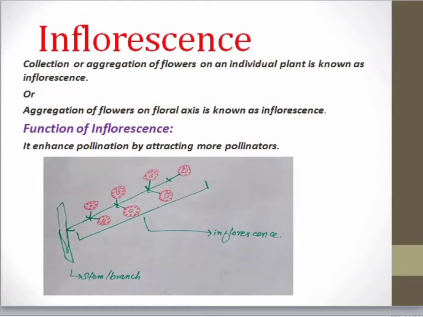In today's lecture, we are going to discuss inflorescence. What is inflorescence? It is a collection or aggregation of flowers on an individual plant, or an aggregation of flowers on a floral axis. Look at the structure. This is the stem or branch to which the floral axis is attached, and these are the flowers that are arranged on a single floral axis. So this is an aggregation of flowers, or a collection of flowers, on this floral axis. Such a type of arrangement in plants is known as inflorescence.